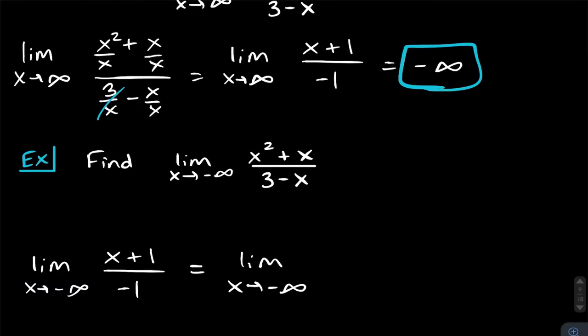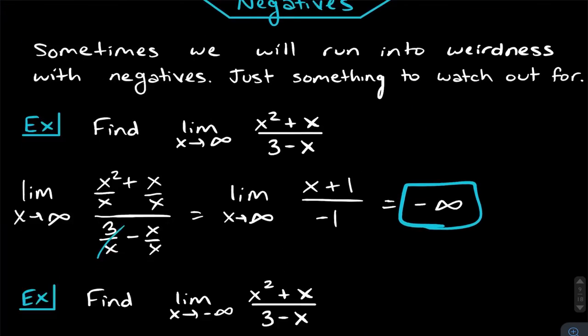So what I'll write this as is a negative x plus 1, and so you could write that as a negative x minus 1. As x approaches negative infinity here, this is a negative x. If you plug in larger and larger negative numbers, this is going to become a larger and larger positive number. The negatives cancel off, and so this is going to go to positive infinity. And that's your answer there. Hopefully that makes sense. Just some stuff to watch out for with negatives.